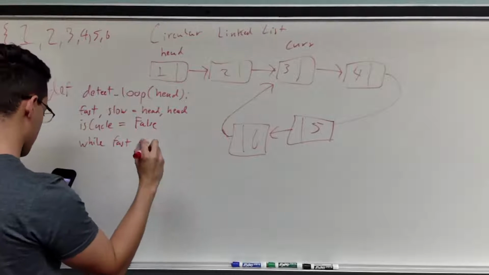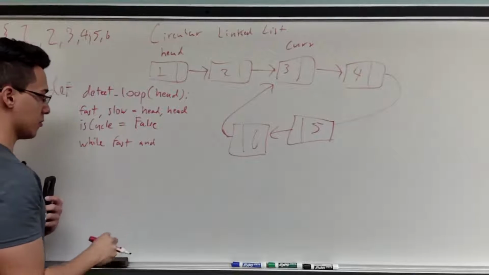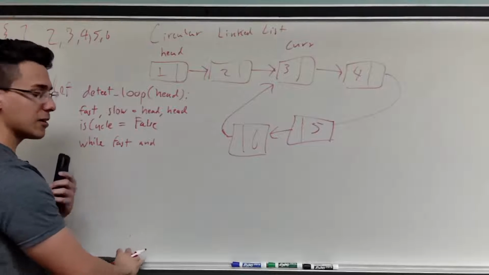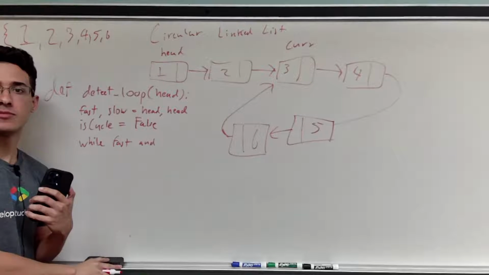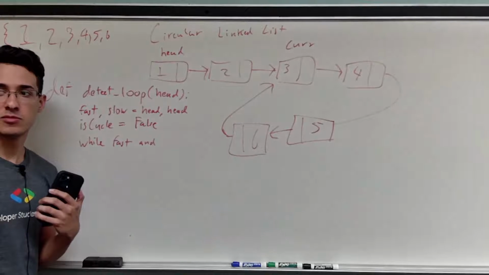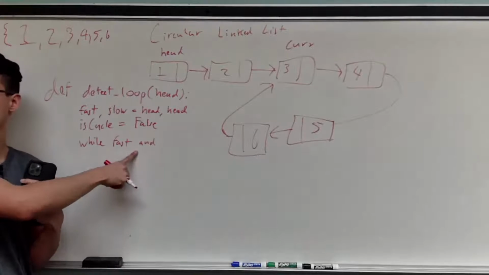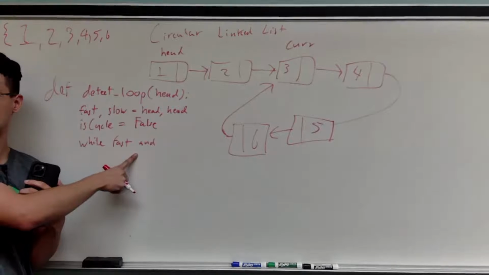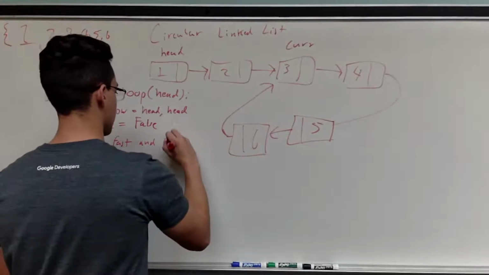Okay, let's see if they remember. Quiz them. You don't need to check for slow, because fast is always going to be ahead of slow. Yeah, true. So what else do we need to check for in the while loop? Fast.next. Yeah, so we need to check that fast.next is not null.